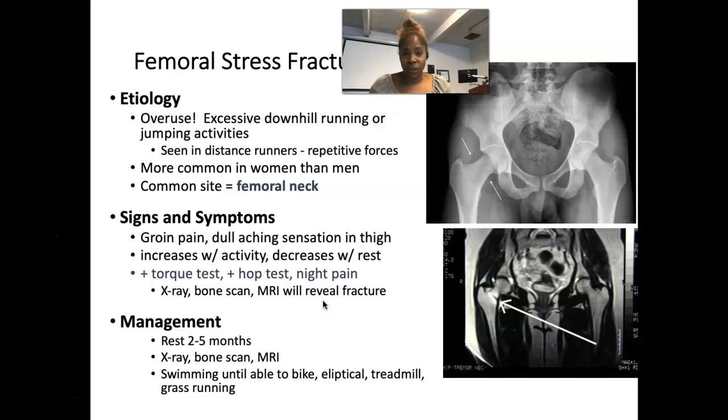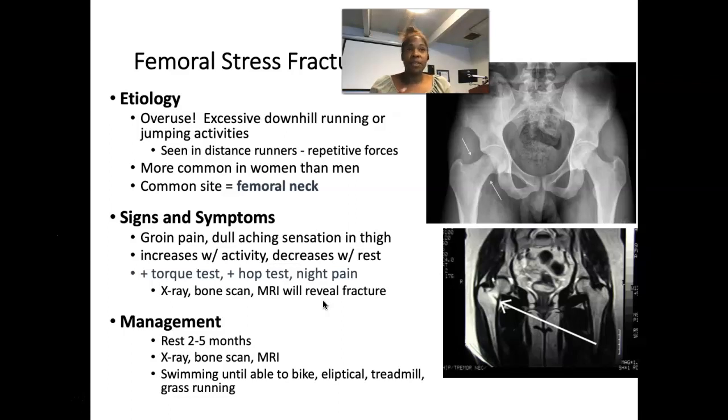Why? Where is force transferred from the lower limb to the femur, right? So it is a massive weight-bearing bone, and so we have to allow it to rest so that it doesn't become a full through and through fracture, okay? What are some things that we can creatively do? Because 2 to 5 months of being out and doing nothing can be very discouraging to our patients.